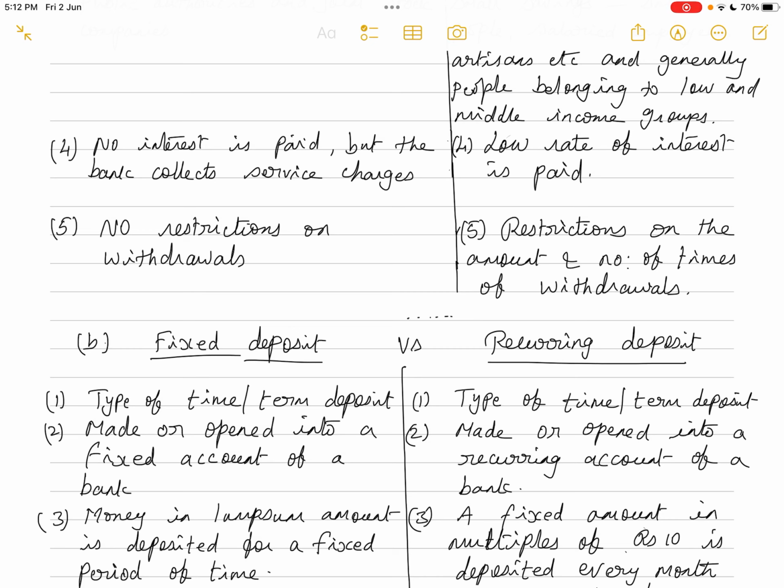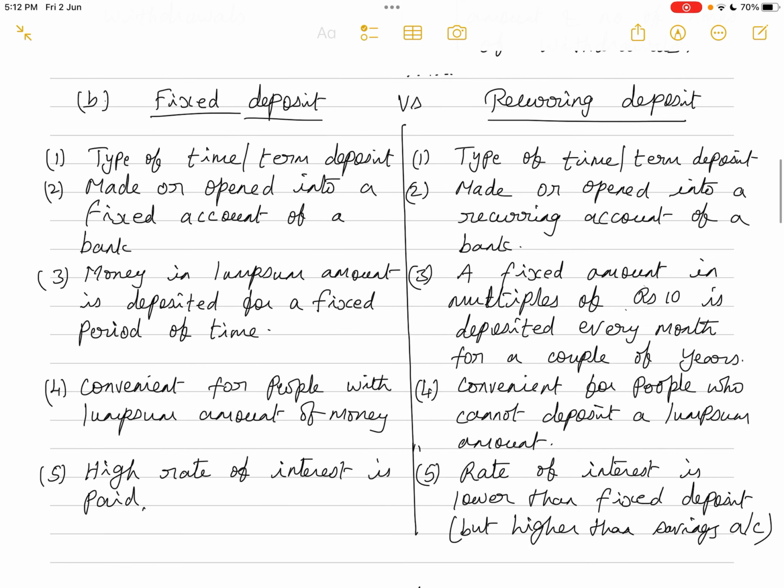Next, moving on to the time deposit or the term deposit. There are two types of deposit, the fixed deposit and the recurring deposit. Both are types of time or term deposit. In fact, recurring deposit is one of the varieties of the fixed deposit only.